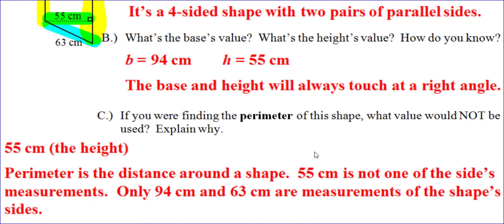And this is something you need to know about perimeter. Perimeter does not normally use height unless the height actually happens to be a side of a shape, which normally it's not. Normally it's a dashed line. So perimeter is only going to use the outer edges, which is why on this drawing, it's not going to use the 55 centimeters.